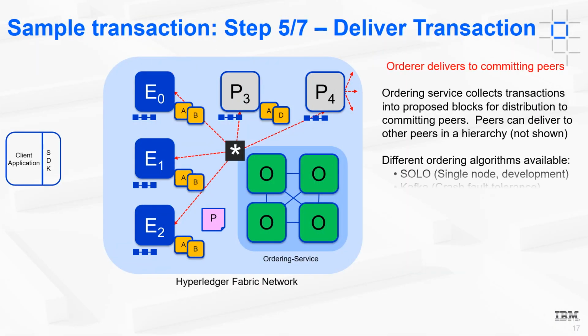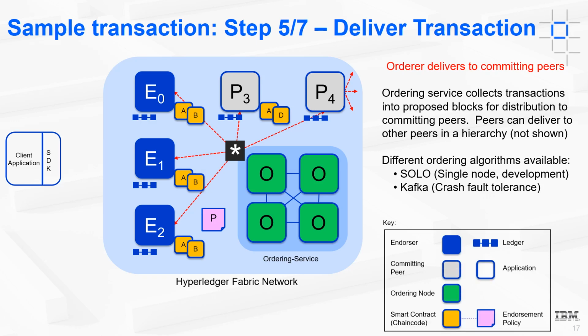Now, once the orderer sequences them out, they are forwarded to the committing peers, in our case P3 and P4. These transactions are collected in blocks, and the blocks are given to the committer peers. Different ordering algorithms can be used. One is Solo, the single node, which is primarily used for development only. But for production, we propose something called Kafka, which is a message queue and is crash fault tolerant, right? That is the way enterprises adopt blockchain-based solutions.